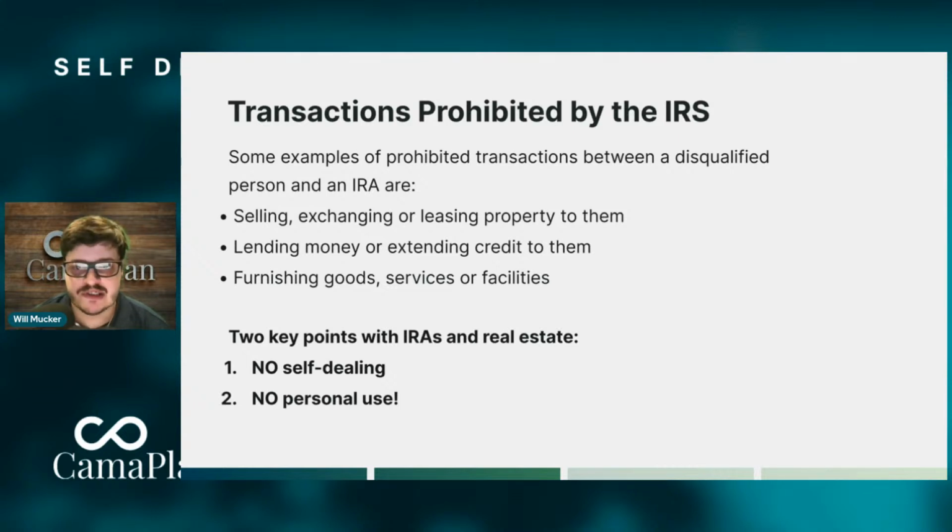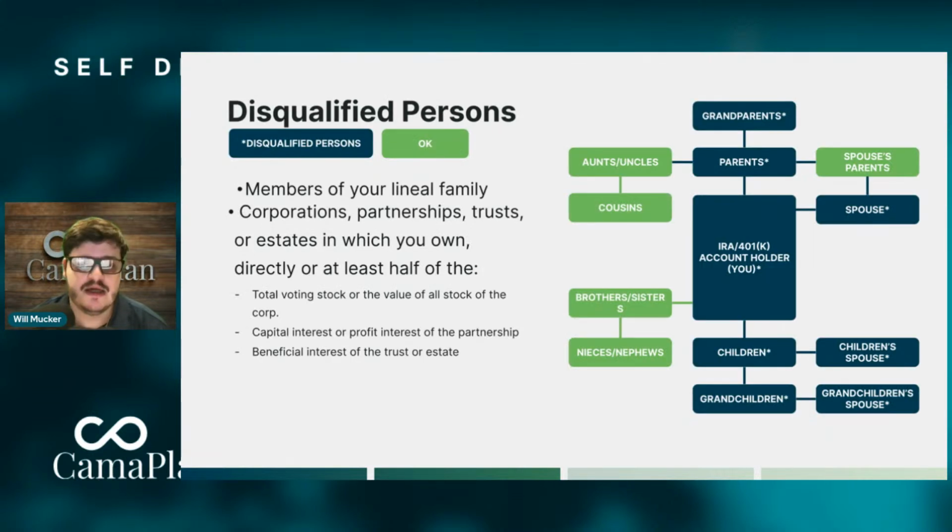Within the realm of real estate, if your IRA purchases a property, you can't work on that property at all, put any sweat equity in there, and you can't live in that property at all. And it's not just you. There are also some disqualified persons included in these prohibited transactions by the IRS that we're going to go over within the next slide.